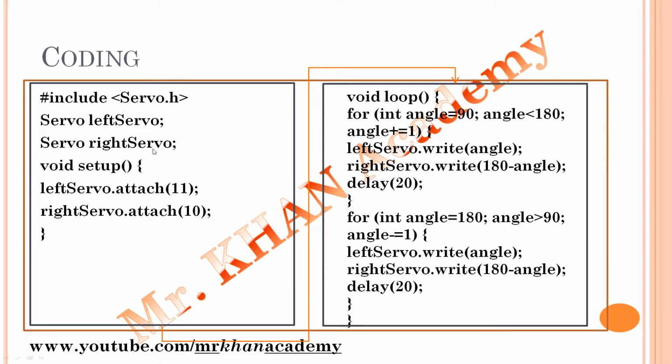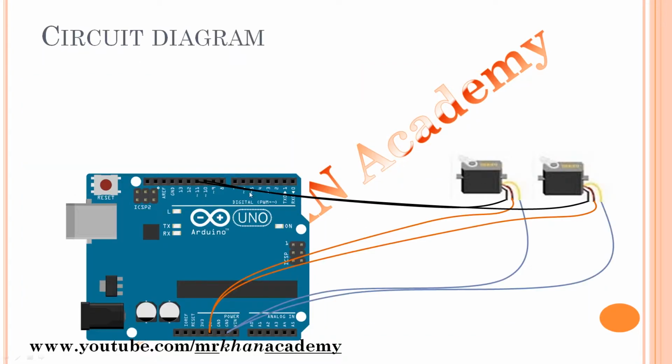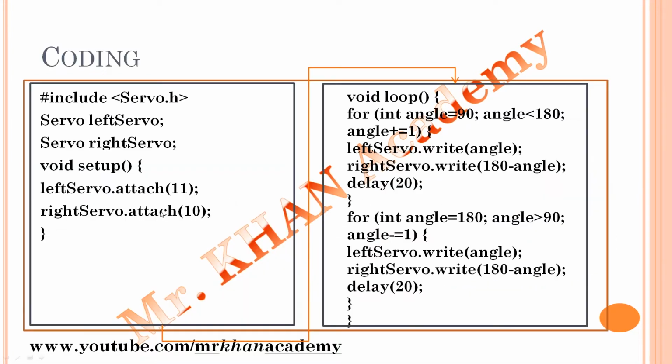I'm giving a name to each individual servo motor, by which I can control that servo motor according to requirement. Then in void setup, I'm defining which pin exactly each is connected to. The left servo I connect to pin number 11, and the right servo to pin number 10. So leftServo.attach(11) and rightServo.attach(10).